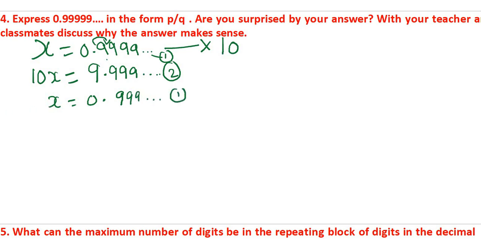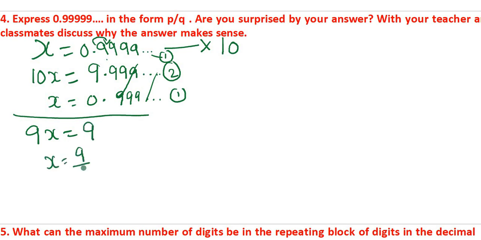Now after subtraction we will get 9x equals this; all the dashes cancel, all the 9s also cancel, and we will get only 9. So x equals 9 by 9. We are surprised here, we are getting the answer 1. Okay, that is the answer to the question they are asking. Are you surprised by your answer?